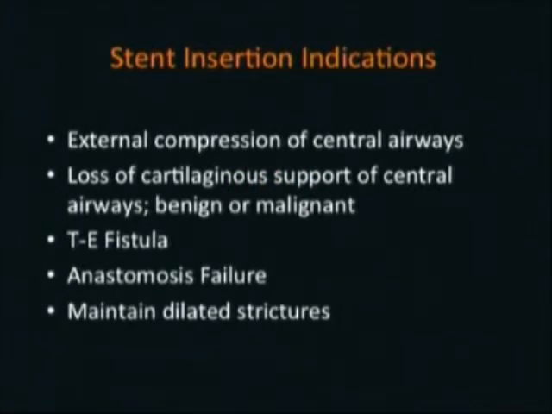What about stents? Stent insertion and indications. You will be putting in a stent if you have external compression of the central airway, because as we said earlier, laser will do nothing for external compression. If you have loss of cartilage support of the central airway for a benign or malignant lesion, if you have a TE fistula in esophageal cancer, which we see a lot, a fistula between the esophagus and the trachea or the left main bronchus, anastomosis failure after pulmonary resection, or to maintain dilated strictures.